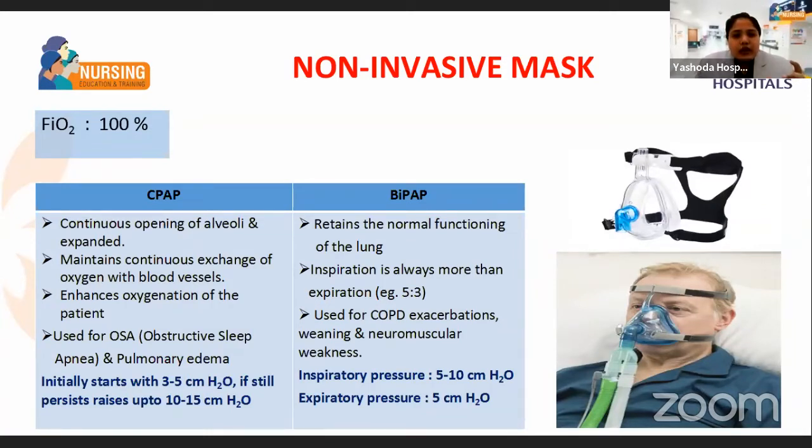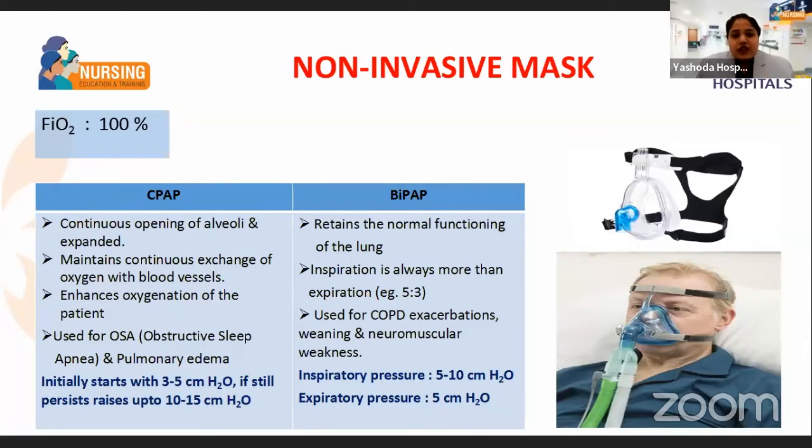You are administering continuous pressure into the lung where the alveoli are being opened and widened continuously. What happens exactly when the alveoli are open? There will be a continuous exchange of gases. The same thing is happening here. When the patient is on CPAP, there is a continuous exchange of gases, and mainly you will use it for obstructive sleep apnea and pulmonary edema. Initially, we'll start with 3 to 5 centimeter of water, and if there is no change in the saturation, you will raise it up to 10 to 15 centimeter of water.